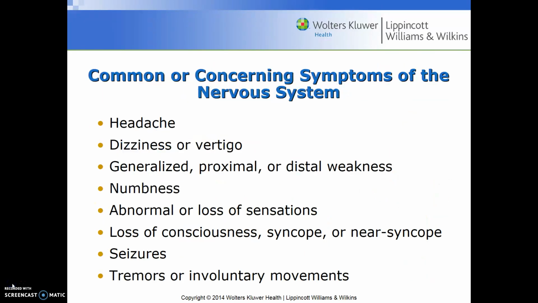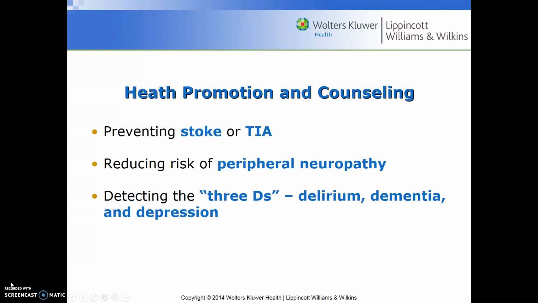So common and concerning symptoms of the nervous system include headache, dizziness or vertigo, generalized proximal or distal weakness, numbness, abnormal or loss of sensation, loss of consciousness, syncope or near syncope, seizures, tremors, or involuntary movements. All of these bring a level of concern. The primary focus within the nervous system with health promotion and counseling really is to prevent stroke or a transient ischemic attack, a TIA. We also are always trying to reduce the risk of peripheral neuropathy, and we want to hone in to detect the 3 Ds: delirium, dementia, and depression.